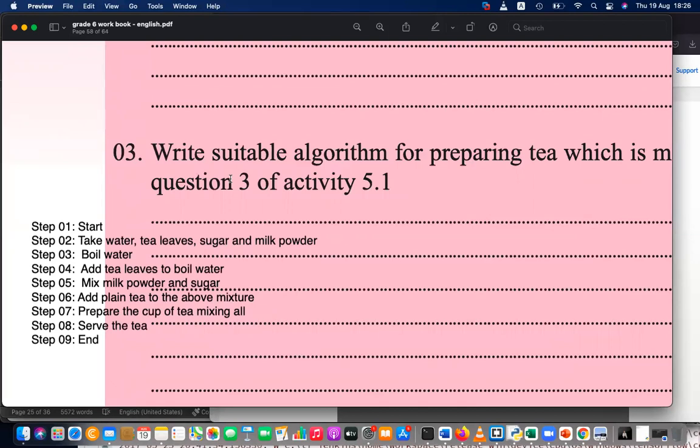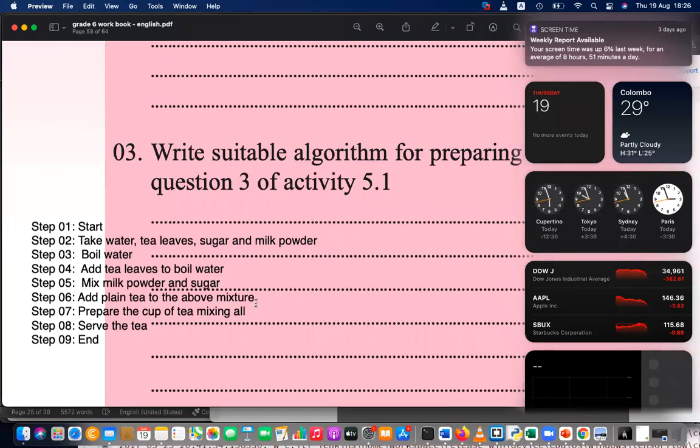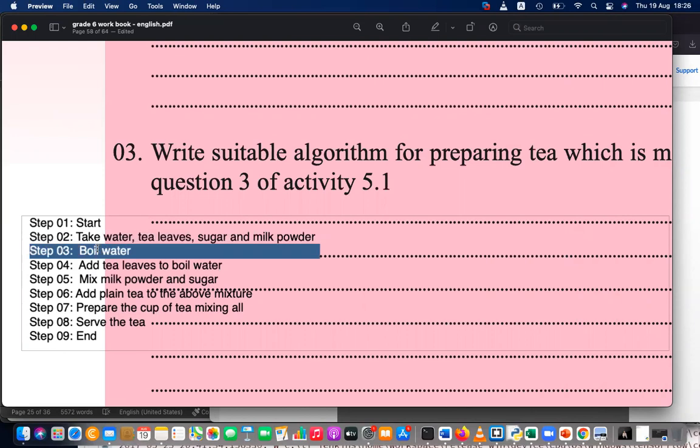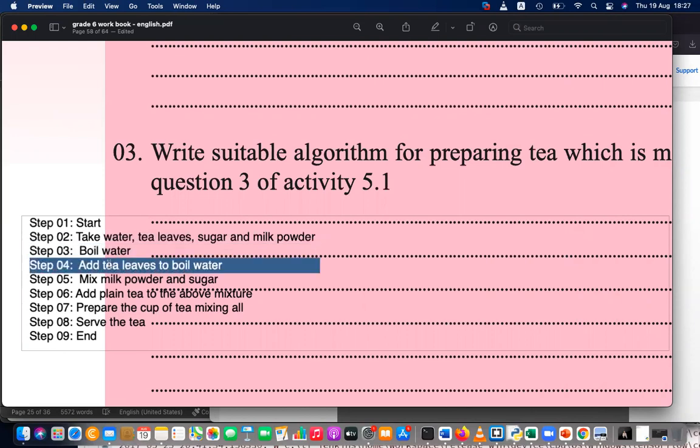After that, boil water. When boiling water, that is a process. Step 3 is a process. So what about add tea leaves to boiled water? Is it a process or input or anything else? This one is clearly input. This one is process. What is this one? Process. Yes, it is also a process.